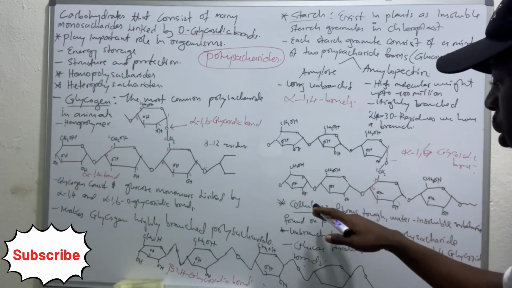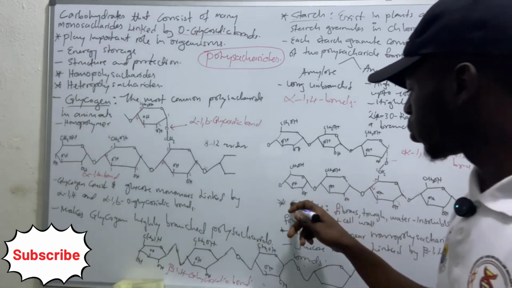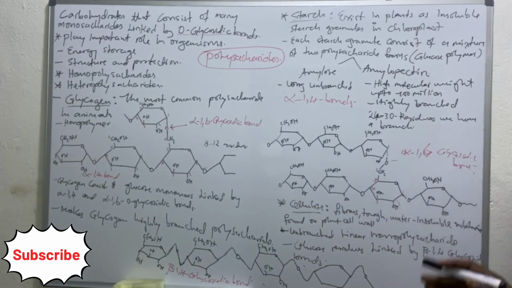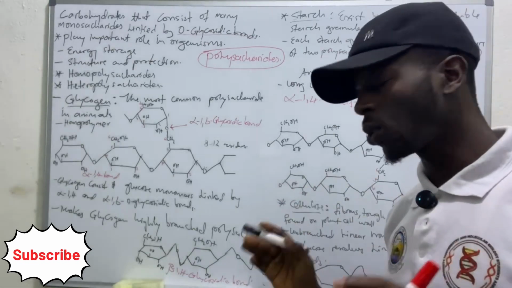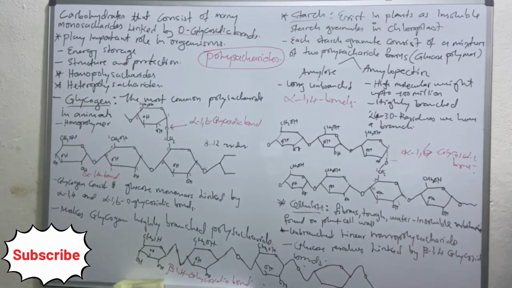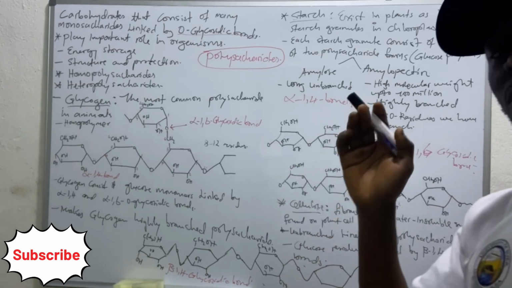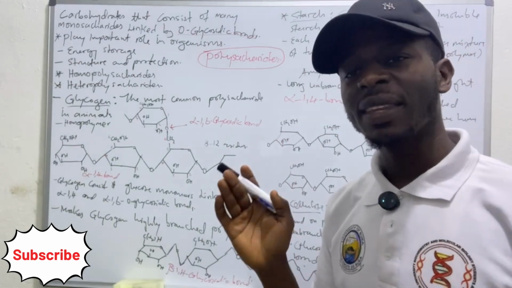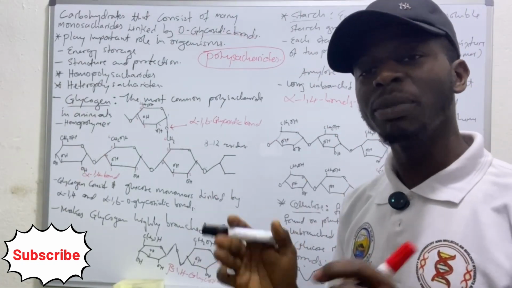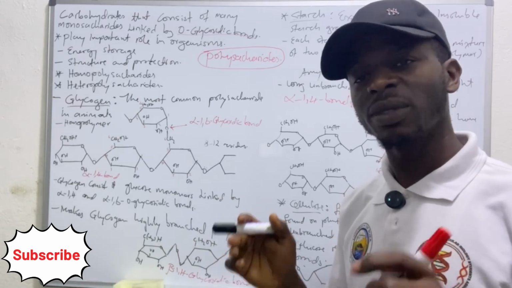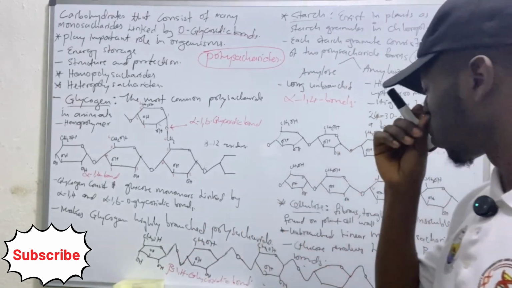Now, we come to cellulose. In cellulose, you discover that it is a fibrous, tough, water-insoluble substance found in plant cell walls, and it is an unbranched linear homopolysaccharide. So cellulose is unbranched, it is linear, and it is a homopolysaccharide, meaning that it is made up of the same monomers, the same monosaccharide, specifically glucose.